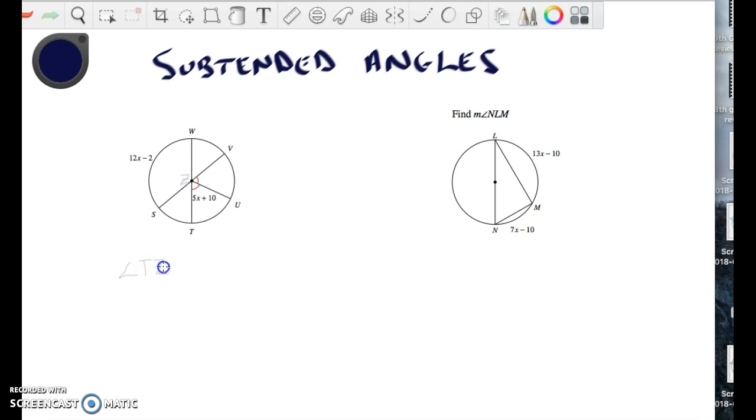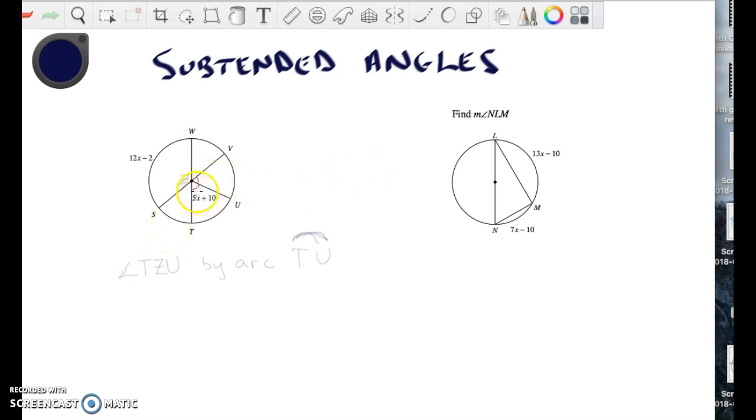TZU is subtended by arc TU. Another way to write arc TU is like that. Whoops. The mark should actually go across the TU. So it should go like this. Okay, so arc TU. So let's try to find this out.